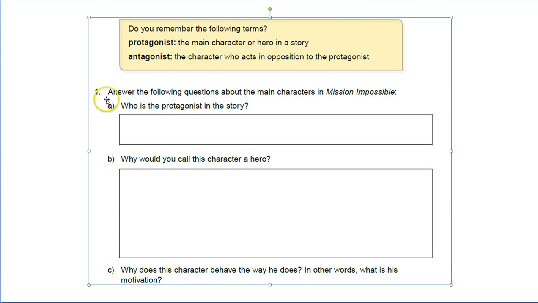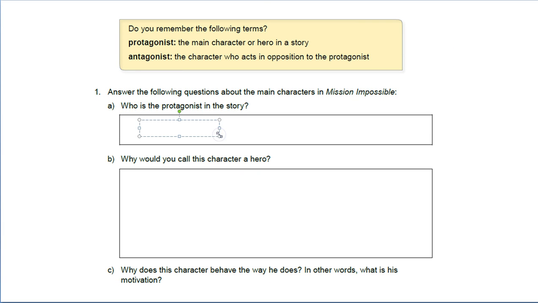Alright, so let's answer the following questions about the main characters in Mission Impossible. Who is the protagonist in the story? So who's our main character? Who's our hero? Right now in your brains I should be hearing, Jake, it's Jake. Okay, yep, you're right. So Jake is the protagonist in our story.